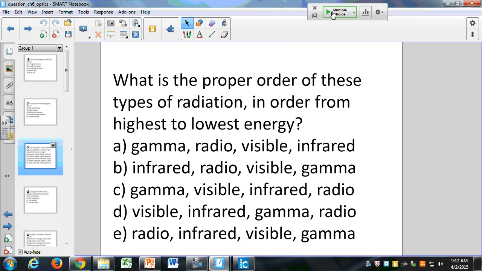What is the proper order of these types of radiation in order from highest to lowest energy? This is highest to lowest energy. Looking at gamma, radio, visible, and infrared.